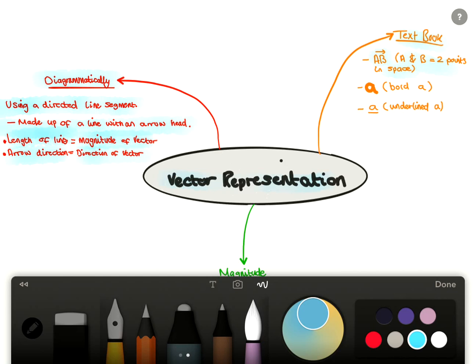The next representation we have is a bold typeface a, and it's always going to be lowercase, but again the letter doesn't matter. And finally we'll have an underlined a. We use the underlined a because most of the time when we're writing in an exam or in a book ourselves, we can't write in bold, so we underline it to have the same sort of effect.